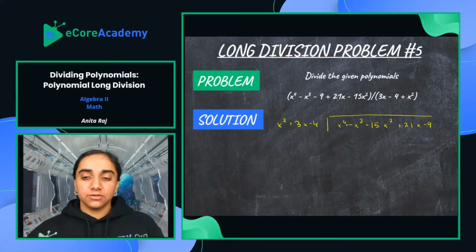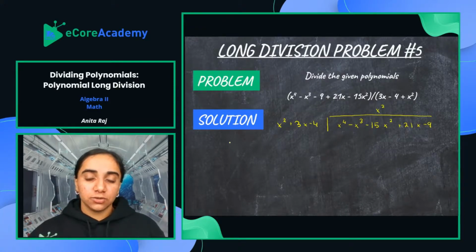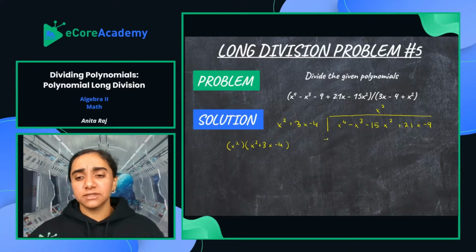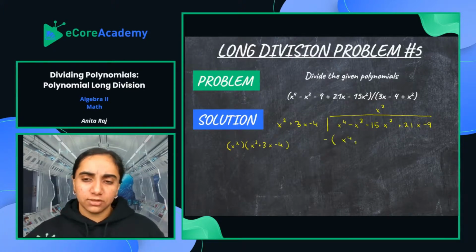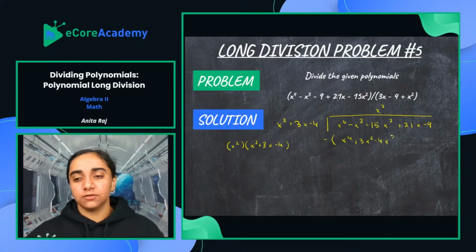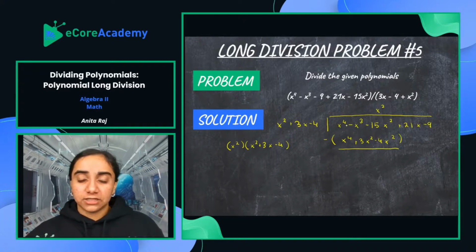Well, x squared goes into x to the 4th x squared times, so we're going to have x squared. x squared times x squared is x to the 4th. So we're going to multiply x squared times x squared plus 3x minus 4. If we multiply to get that together, we get the expression x to the 4th plus 3x cubed minus 4x squared. And if we subtract those, you end up getting the x to the 4th cancel out.